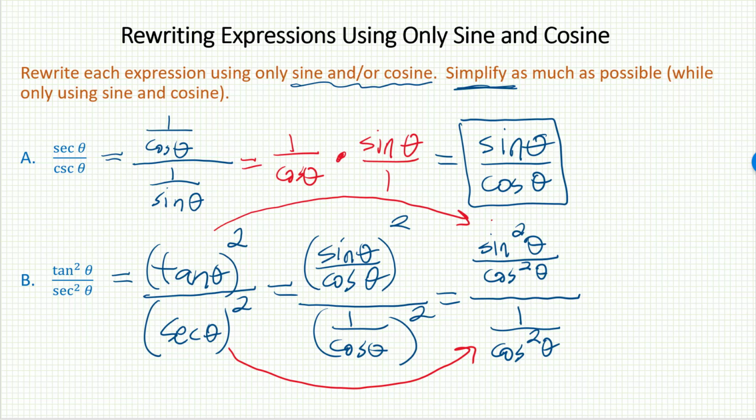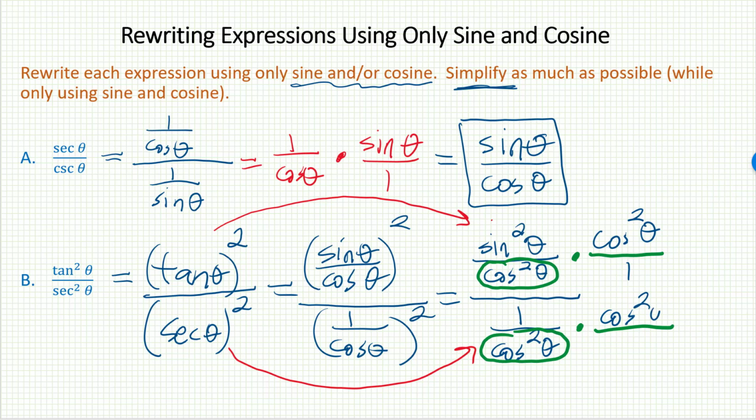Well, once again, I've gotten a complex fraction. I could simplify it the same way I did before, but there is another way. The other way is to look at all the little denominators, find the LCD, the lowest common denominator, and then multiply the top and bottom here, the big top and bottom, by that item. Well, this one's so easy because it's just the same thing. It's cosine squared theta in both. So obviously that's the LCD. I would multiply the top here by cosine squared theta, and I would multiply the bottom by cosine squared theta.